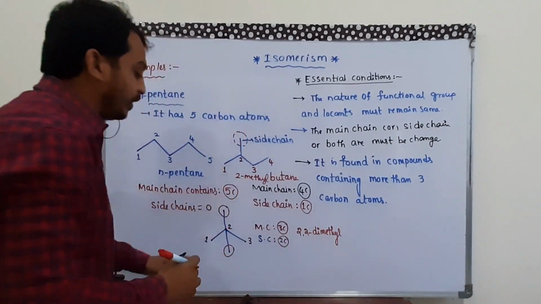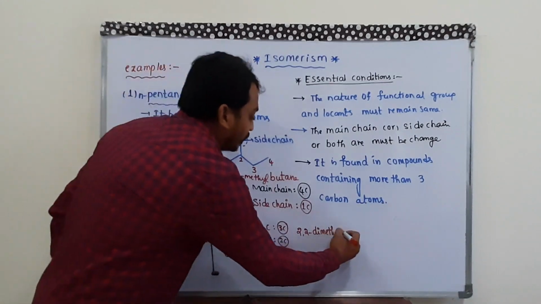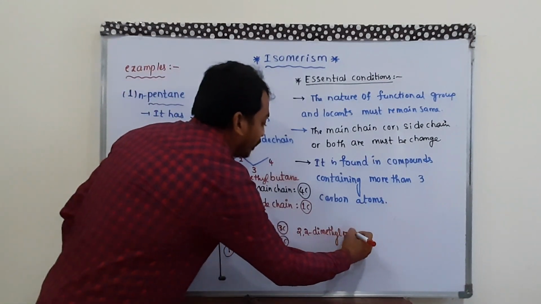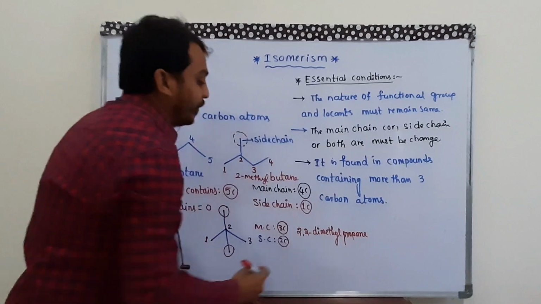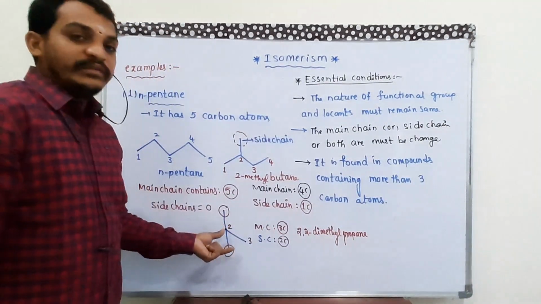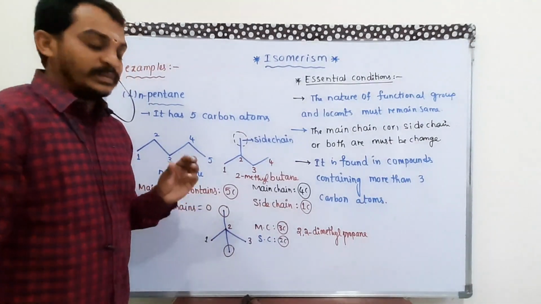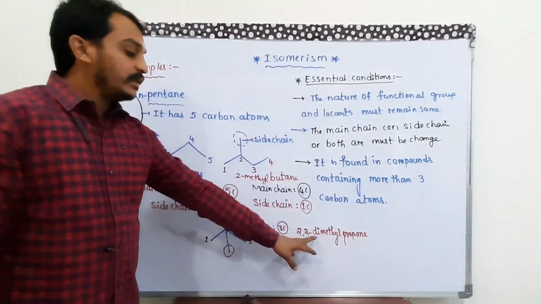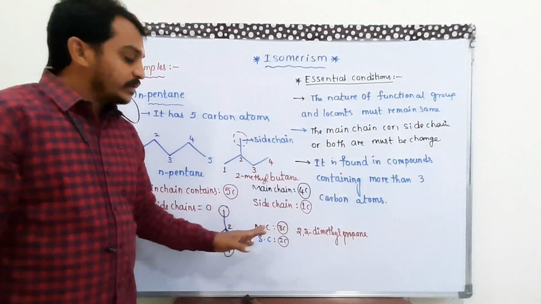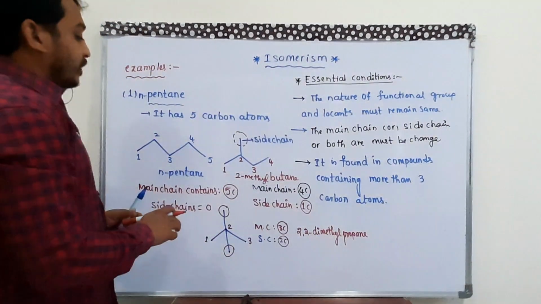Okay, 2,2-dimethylpropane. The main chain contains 3 carbons, so the root word is prop, and all are single bonds, so propane. Here, di represents the primary prefix. If 2 same kind of simple substituents are present on the second carbon, that is represented by di. So the name of this compound is 2,2-dimethylpropane.